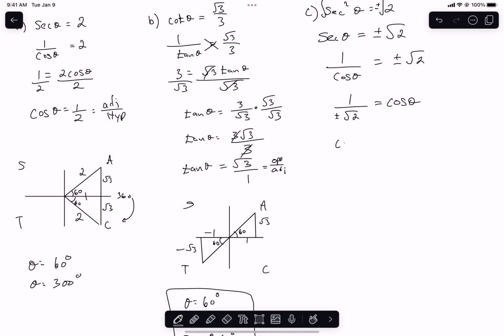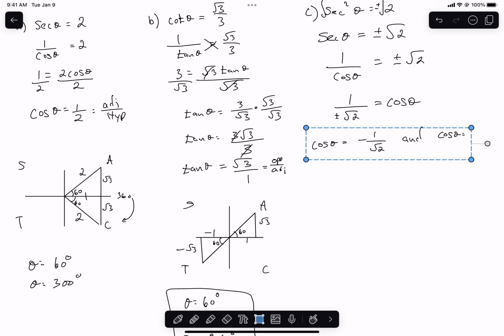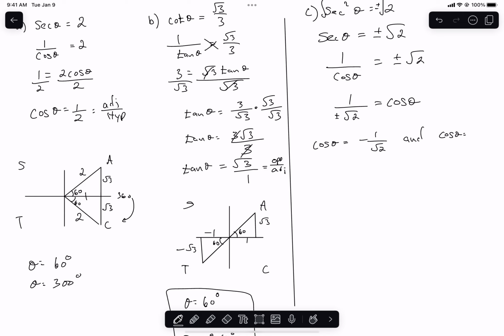Well, let's work with that. So I get cos theta with the plus minus business here. Cos theta should equal negative 1 over root 2, and cos theta has to equal positive. I'll move that over. I'm out of room. Draw a line too so you guys can see. Okay. And cos theta has to be positive 1 over root 2.